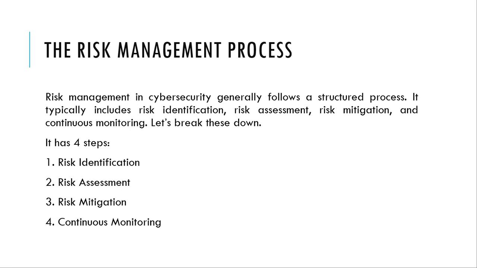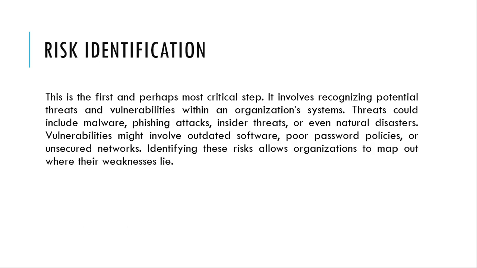Now, let's break each one of these down. The first step is the risk identification step, which is perhaps the most crucial step. It involves recognizing potential threats and vulnerabilities within an organization's systems. Threats could include malware, phishing attacks, insider threats, or even natural disasters. Vulnerabilities might involve outdated software, poor password policies, or unsecured networks. Identifying these risks allows organizations to map out where their weaknesses lie.